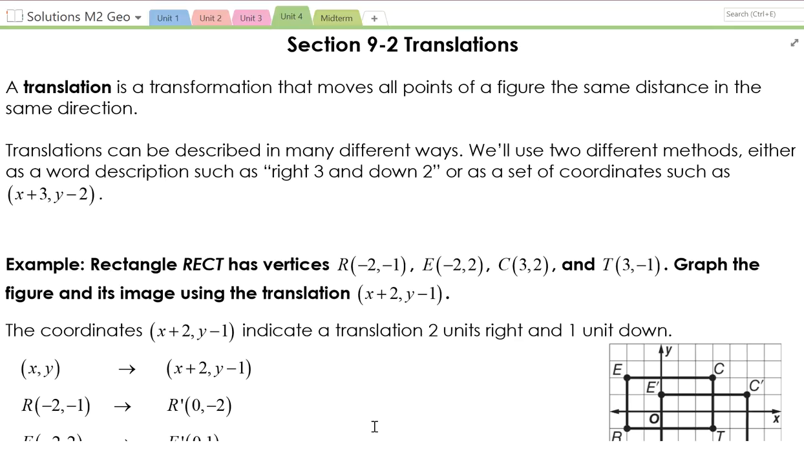This video is meant to be a quick explanation of translations. A translation is a transformation that moves all points of a figure, called the pre-image, in the same direction for the same distance. When I describe a translation that I want you to make, I'll use two different methods. Sometimes I may use a word description.